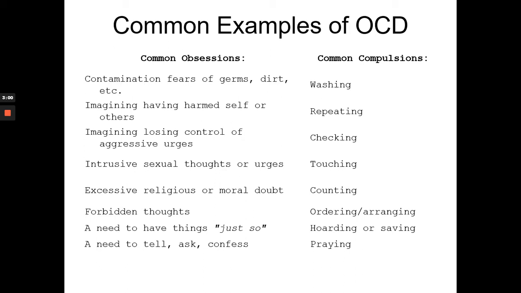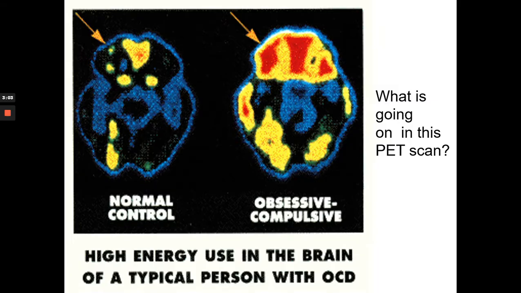Okay, moving right along. All right, so look at this PET scan. What's going on here? Got a normal brain on the left and on the right. What part of the brain on the right, the OCD brain, has more activity? The frontal lobe or the prefrontal cortex. So if you're sitting there thinking, germs, germs, germs, that's your frontal lobe doing its job a little too well.